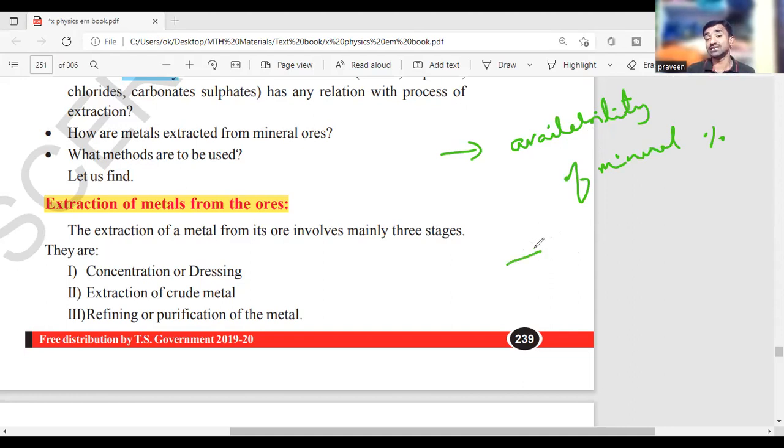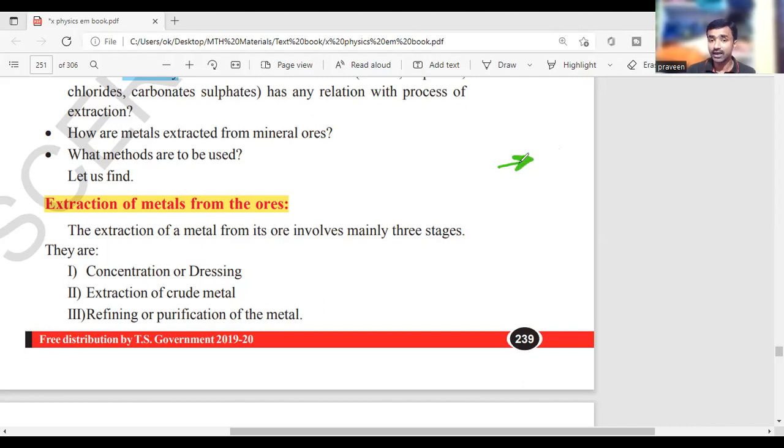So here, can we increase the concentration of the ore, said to be dressing of the ore? Yes, we are able to increase that percentage of the mineral, right? Not by adding, but just by reducing the other substances present in the ore. Then how do we reduce the other substances present in it?